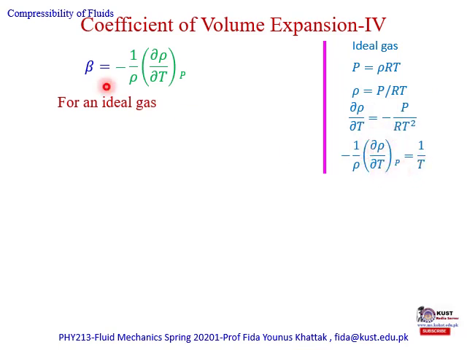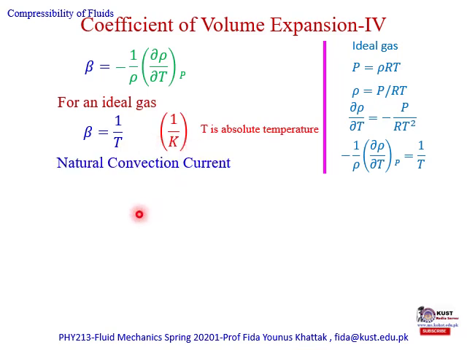Putting this value back into the equation for coefficient of volume expansion, we get that beta is equal to 1 over T for an ideal gas, where 1 over K is the unit for the beta over here, and T is the absolute temperature.